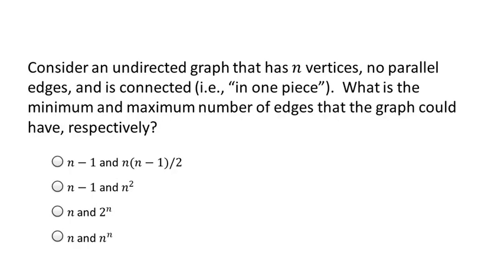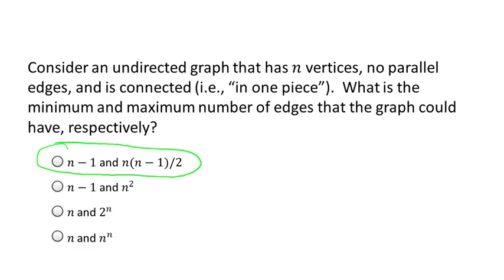All right, so the correct option is the first one. The fewest number of edges that a connected undirected graph can have is n minus 1, and the maximum number of edges that an undirected graph with no parallel edges can have is n times n minus 1 over 2, better known as n choose 2. So why does it need at least n minus 1 edges if it's going to be in one piece?